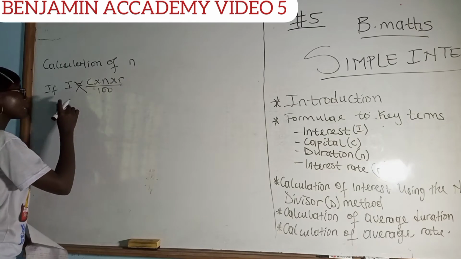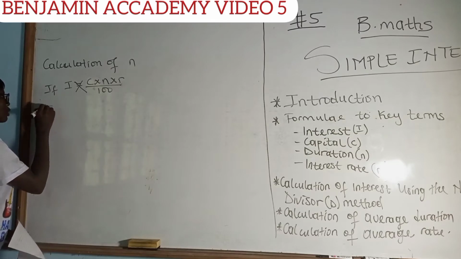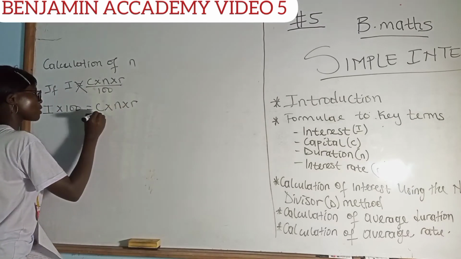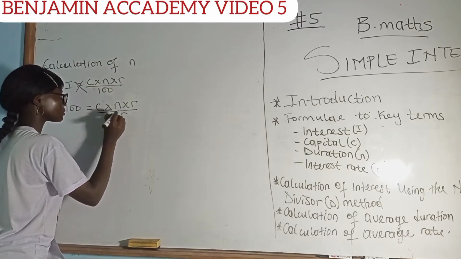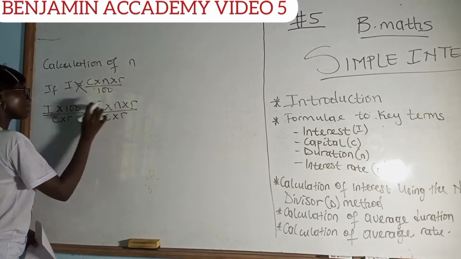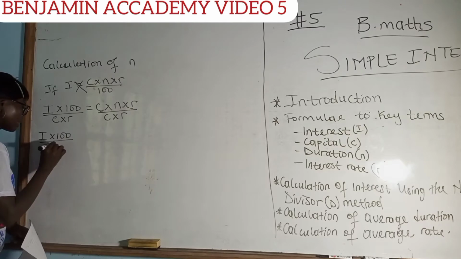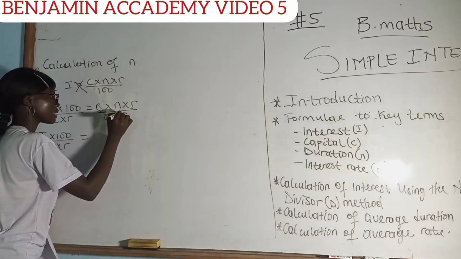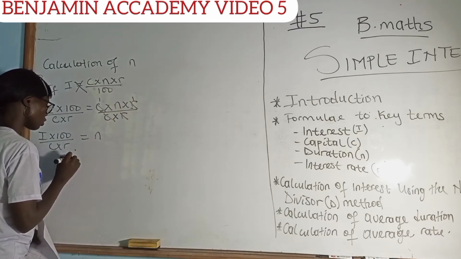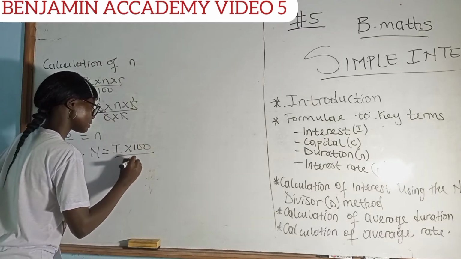So cross multiply again. In this case now, our N is the unknown subject. So you say I times 100 is equal to C times N times R. You divide both sides by C times R, because you are looking for N. So you say I times 100 all over C times R is equal to this, this equals this and this equals this. You'll be left with 1 and 1. So it's 1 times N times 1, which is the same as N. Therefore N is equal to I times 100 all over C times R.